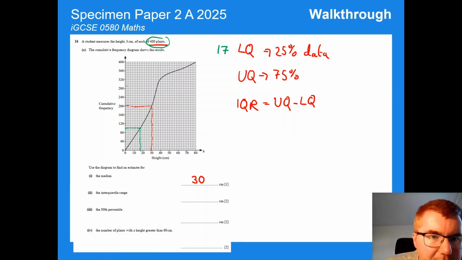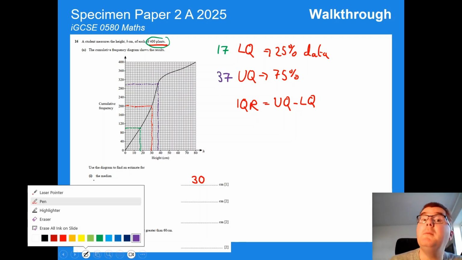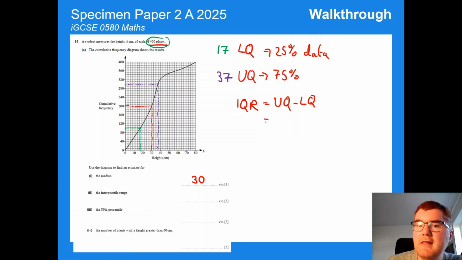And then we go across at 300. This is going to make me even more dizzy. And then we go downwards. I think we're halfway in between this block. Be my best guess here. And I'm going to say it's 32, 34, 36. I'm going to say it's 37. So the interquartile range here will be upper quartile minus lower quartile. That's 37 minus 17, and that gives me 20.